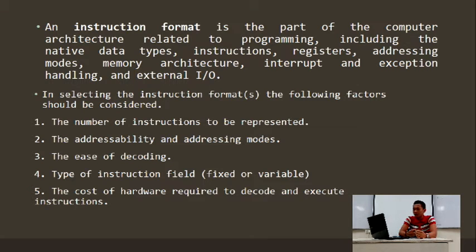We considered 5 factors. Number 1, the number of instructions to be represented. Number 2, the addressability and addressing modes. Number 3, the ease of decoding. Number 4, type of instruction field, fixed or variable. Number 5, the cost of hardware required to decode and execute instructions.